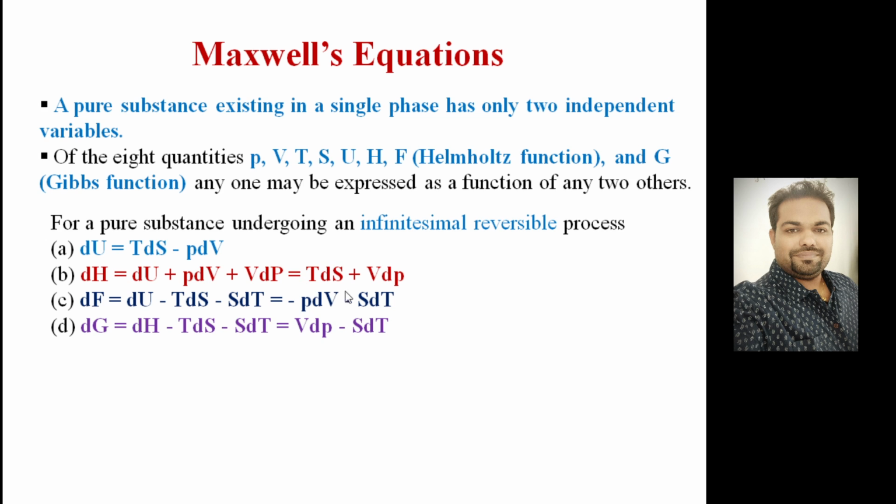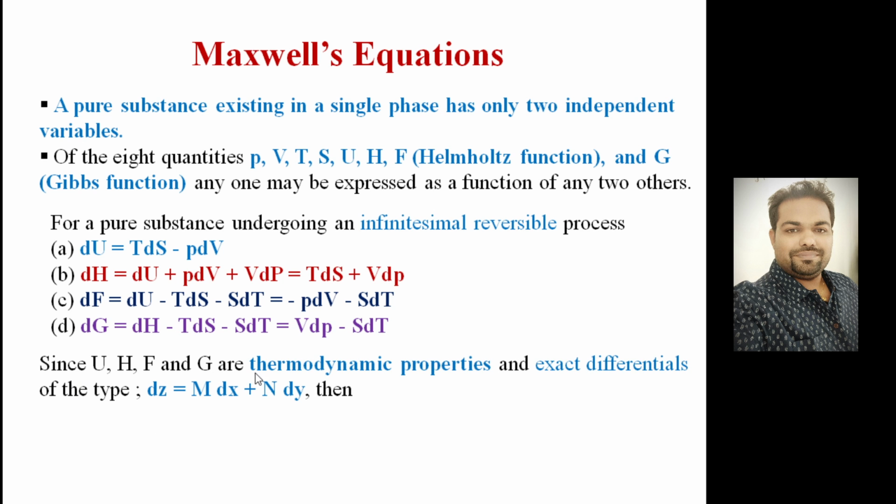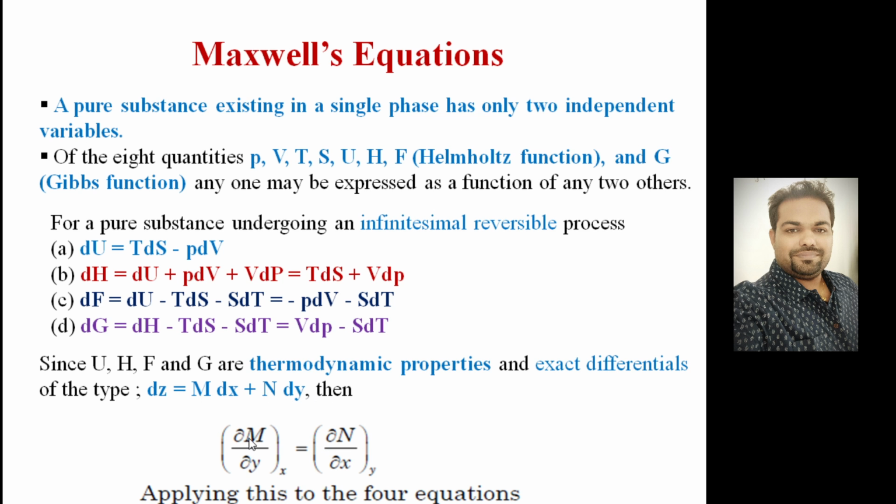Similarly, a second equation you can write from here: dou T by dou P keeping entropy constant is equal to dou V by dou S keeping pressure constant. The same fundamental concept you have to use. Since U, H, F, and G are thermodynamic properties and exact differentials, we can use the same analogy as dz equals M dx plus N dy. Then dou M by dou y keeping x constant is equal to dou N by dou x keeping y constant. If you apply this analogy to these four equations, you can derive the four Maxwell's equations out of it.